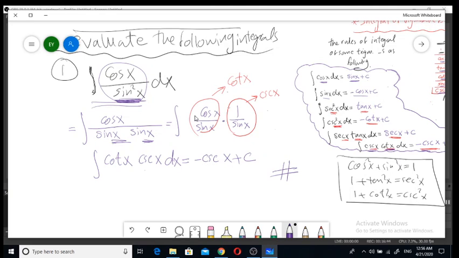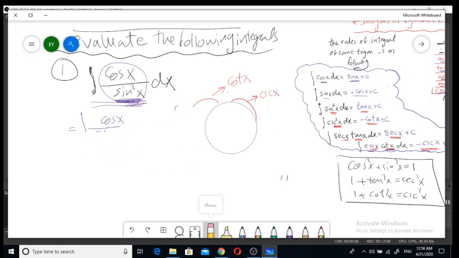So we are going to simplify the complicated expressions according to trigonometric relations to easily find the integration of these expressions. That's the point. So let's see example 2, problem 2.